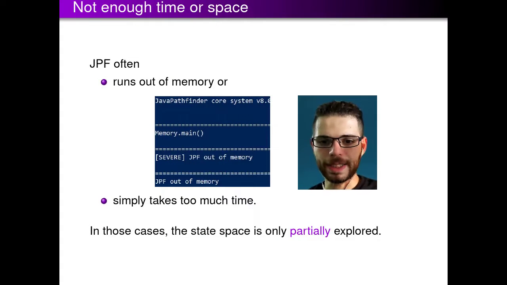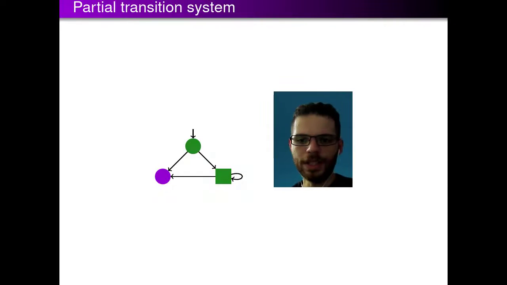There are, however, some challenges when model checking systems with large state spaces. In these cases, JPF often runs out of memory or takes too much time to complete its model checking effort. When this happens, the state space of the system is only partially explored. We can model such a partially explored state space as a partial transition system.